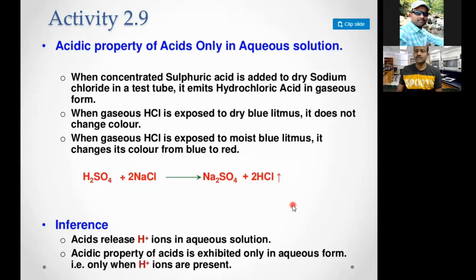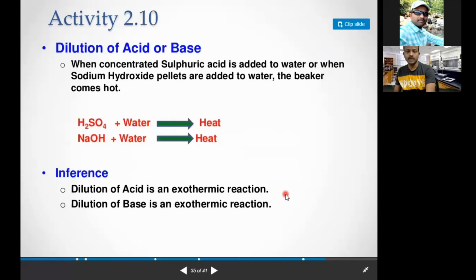Acidic property of the acids is exhibited only in aqueous form, only when H plus ions are present, right? So when acids release H plus ions in an aqueous solution, only then will they give the H plus ions. Okay. Then acidic property of the acids is exhibited only in the aqueous form, only when H plus ions are present. Next activity, dilution of the acid or base.